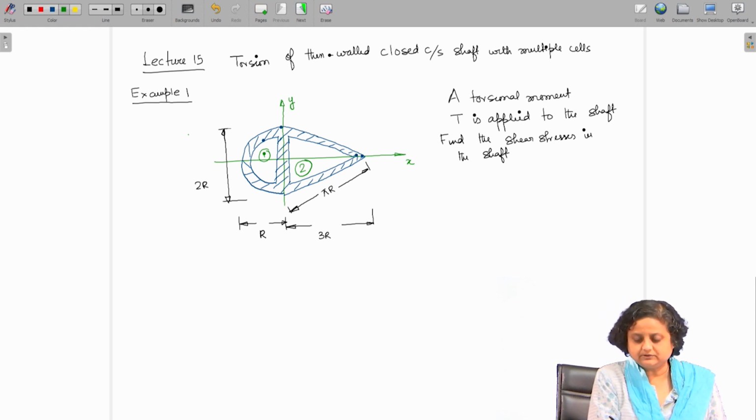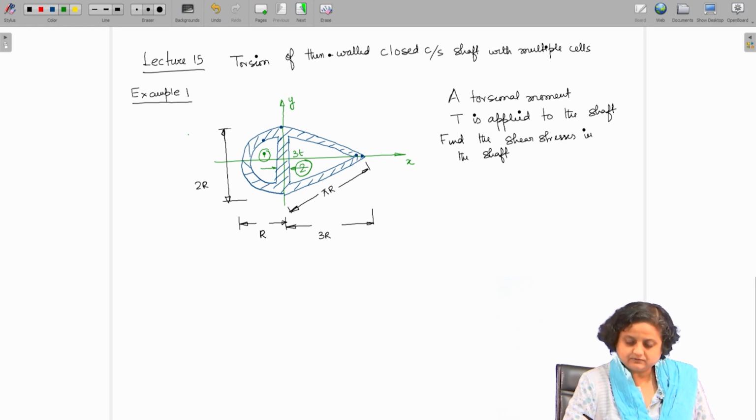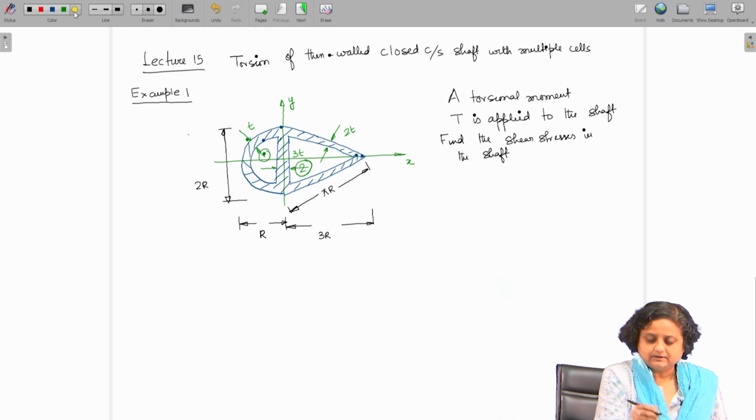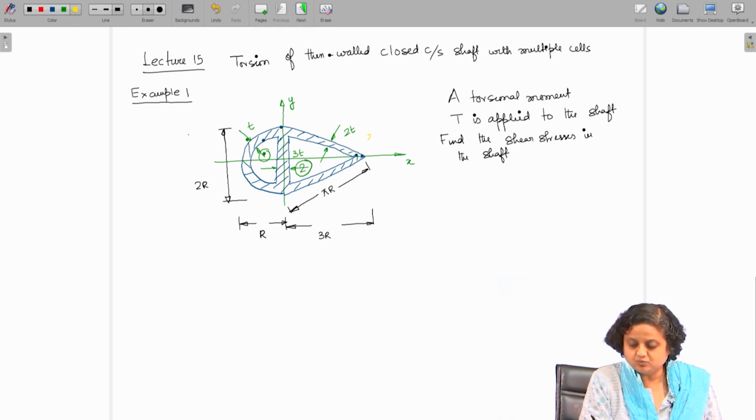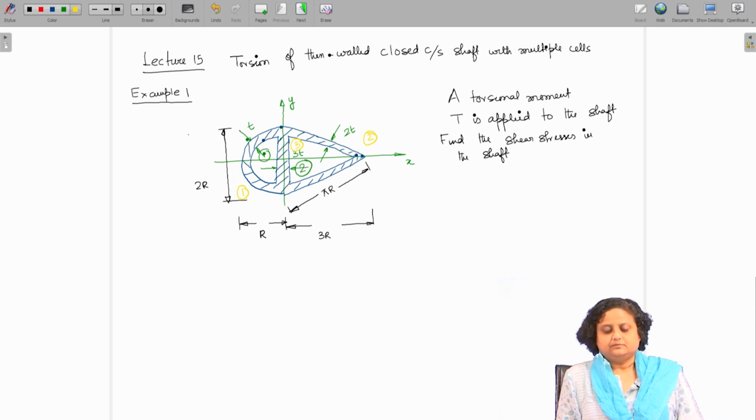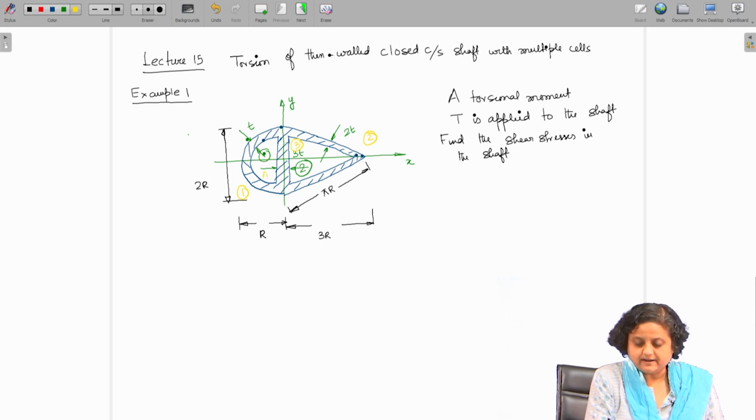Let us talk about the thicknesses. The thickness here is 3t. The thickness of this portion is 2t and the thickness of this portion is t. Let me call this portion 2, this portion 1 and this vertical portion 3, and this area A1 and this area A2.